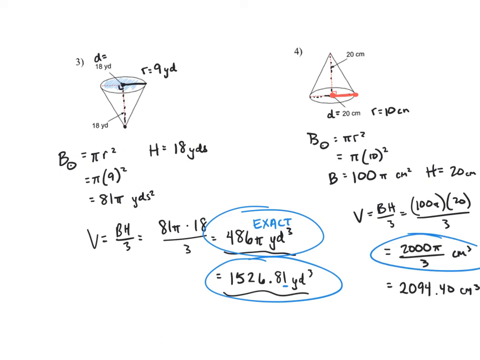So my exact answer was 2,000 pi over 3 centimeters cubed. And then my approximated or rounded answer is 2,094.4 centimeters cubed.